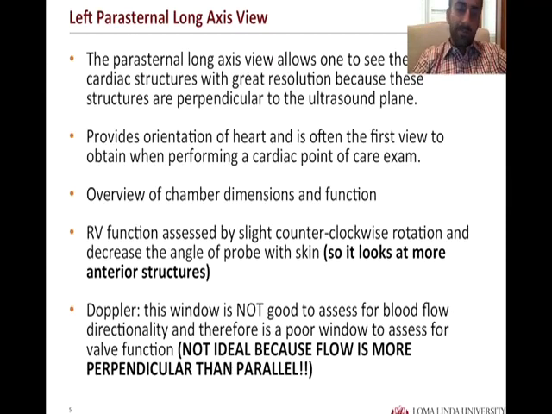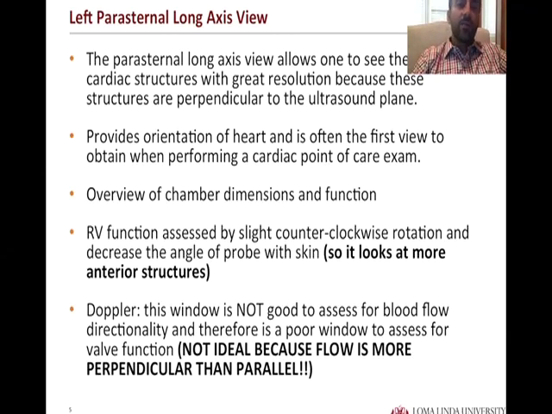Very important to highlight that, as we talked about in the physics section, this is not the view that you want to use to quantify valvular function. And that's simply because of the fact that flow is now moving perpendicular to the ultrasound plane. And by going perpendicular to the ultrasound plane, you're not able to quantify the direction or magnitude of velocity change simply because the ultrasound plane is not in the path of the flow pattern.